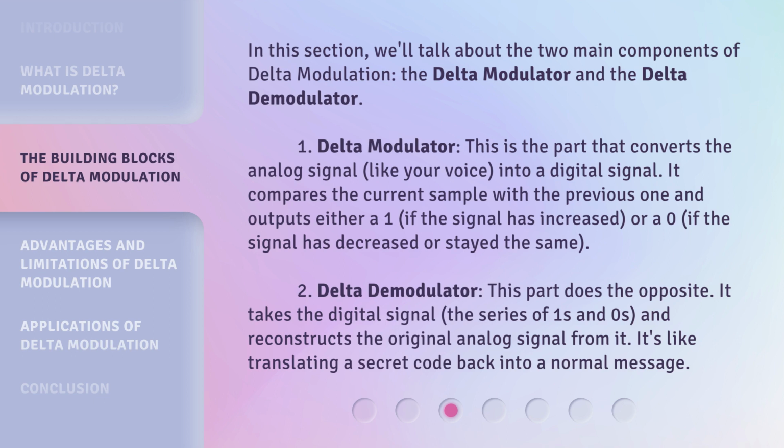2. Delta demodulator. This part does the opposite. It takes the digital signal, the series of ones and zeros, and reconstructs the original analog signal from it. It's like translating a secret code back into a normal message.